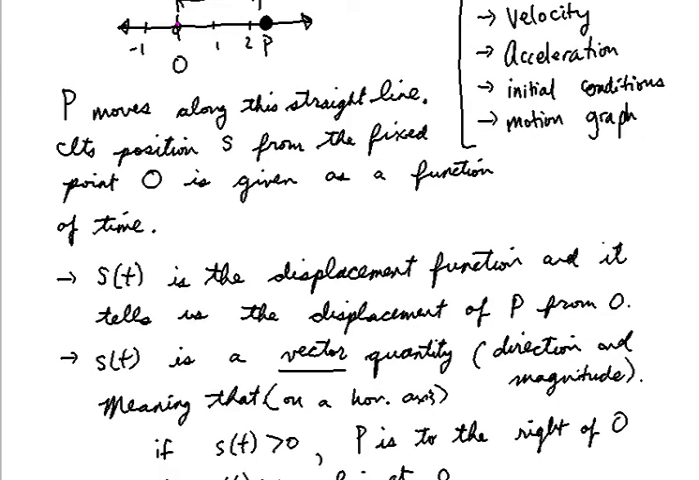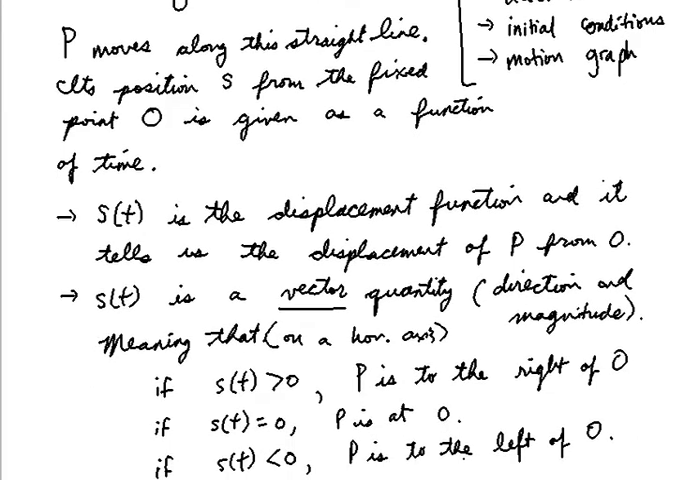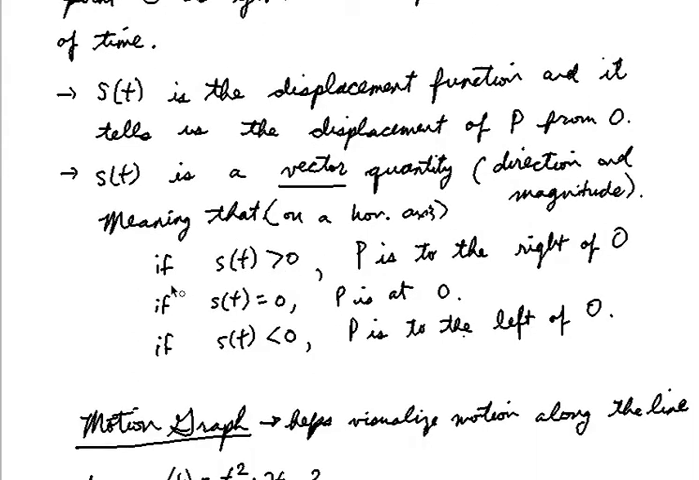Okay, and we touched on this briefly when we talked about vectors. S of t is a vector because it has a magnitude and a direction. Okay, and this is basically what we just talked about. If S of t is greater than 0, P is to the right of O. If S of t is 0, so if the displacement is 0, then that means P is right on top of O. Okay, right on the point O. And if S of t is less than 0, then P is to the left of O.